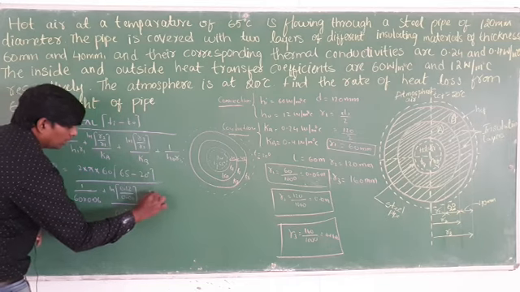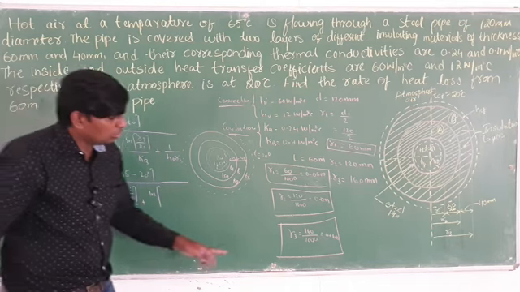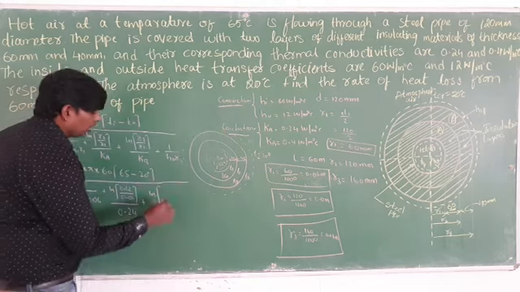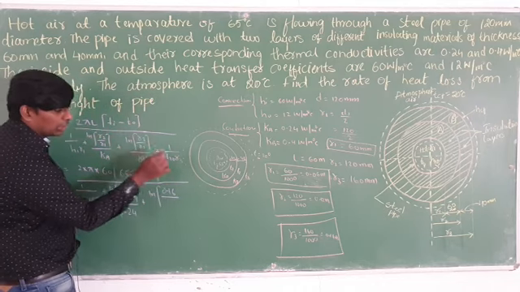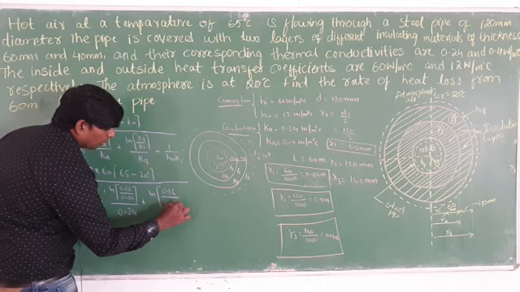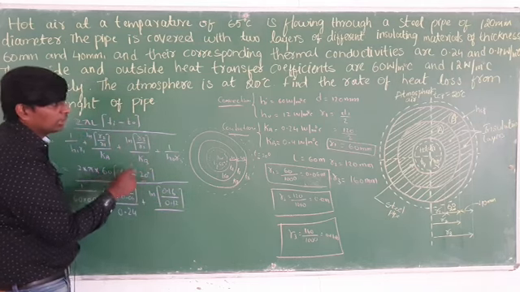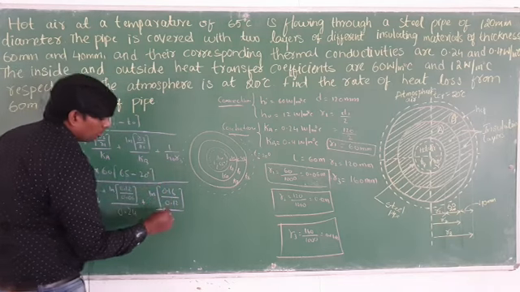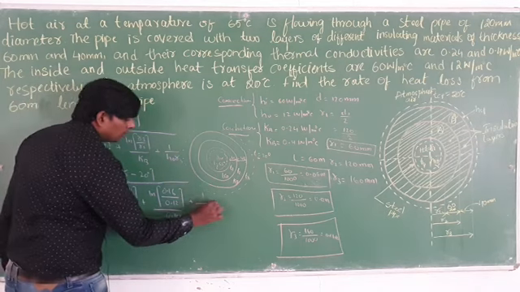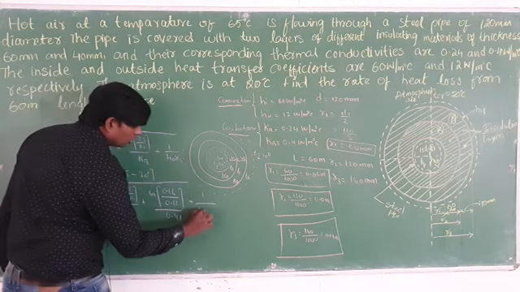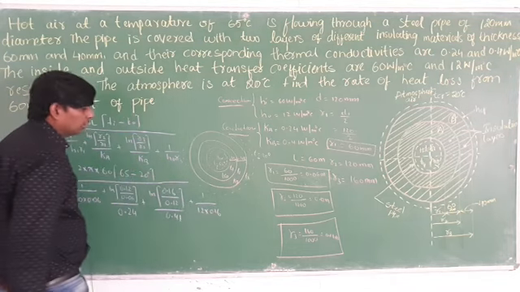Then plus ln of R3 by R2. R3 value is 0.16, and R2 value is 0.12, by Kb. Kb value is equal to 0.41. Plus 1 by HO. HO is equal to how much? 12. And R3 is equal to 0.16. Like this you have to substitute.